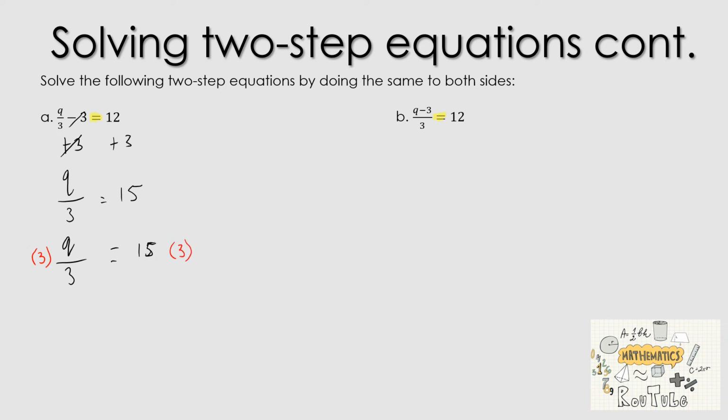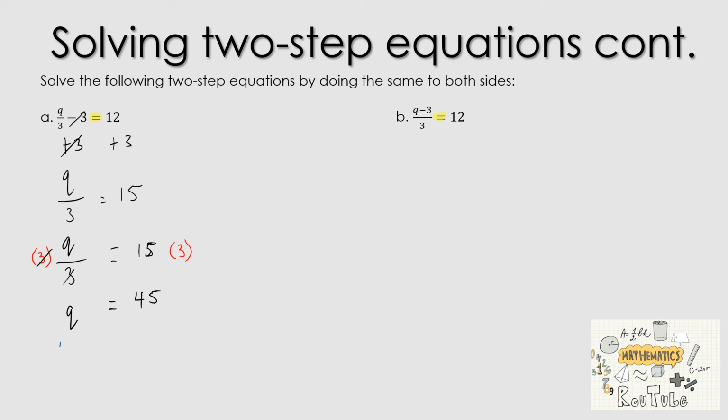Now if you're not sure why I used brackets, that just means multiplication. I could have used a multiplication sign as well and that would have been okay. On the left-hand side, the 3's can cancel out. So on the left-hand side, we're just left with q. And on the right-hand side, we're now left with 45.